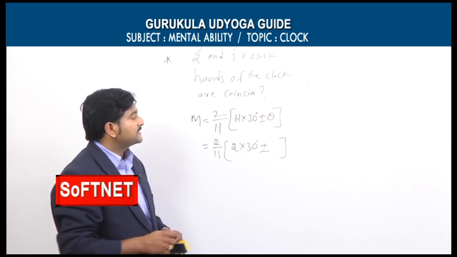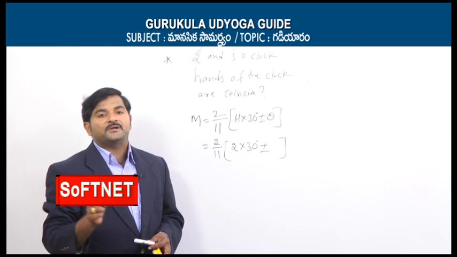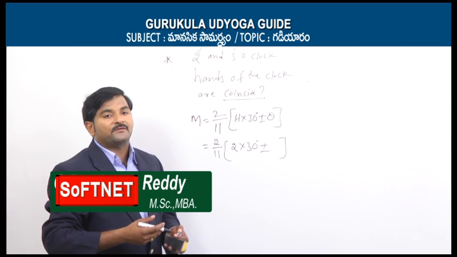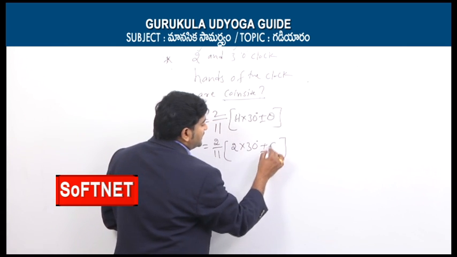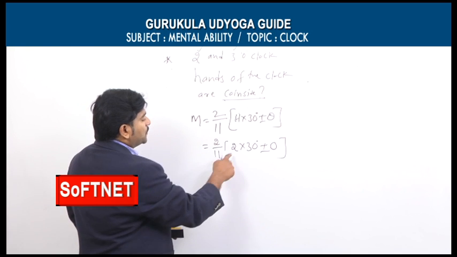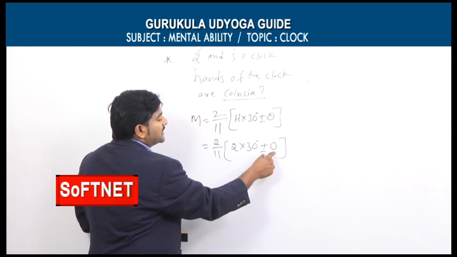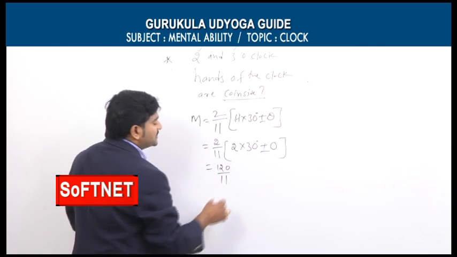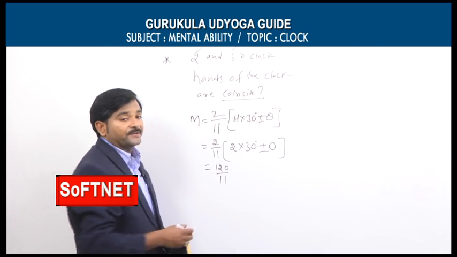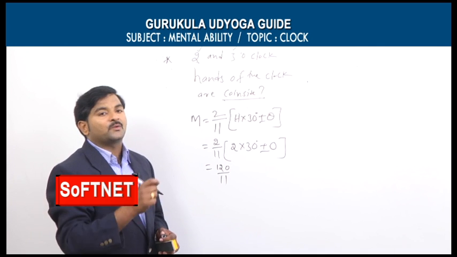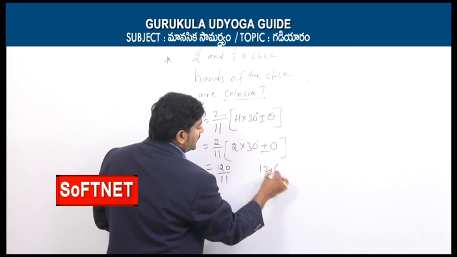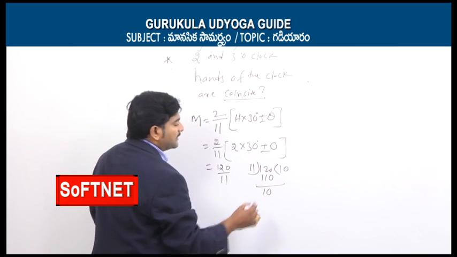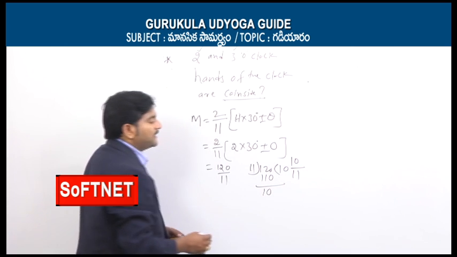It's simple, my dear students. Theta means, as we already know, the angle between the two hands. This is the concept of coincide: when two hands coincide, the angle between them is equal to 0. That's why here we can take 0 degrees. So 2 into 30 is 60 degrees, plus or minus 0 is again 60 only. 60 into 2 is 120, by 11. This is a simple normal fraction, which we can convert into a mixed fraction. How? Dividing 120 by 11: 11 tens are 110, and the remainder is 10. That's why we can write 10/11 minutes.